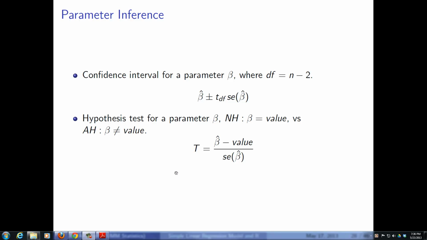Welcome to the second part of the lecture about doing inference. We're going to start with doing statistical inference about the parameters. So remember there's two beta parameters that control the data generating process in the simple linear regression model. One is the slope, the other one is the intercept. And we can do either a confidence interval or a test about these underlying parameters. And we'll start with a confidence interval.